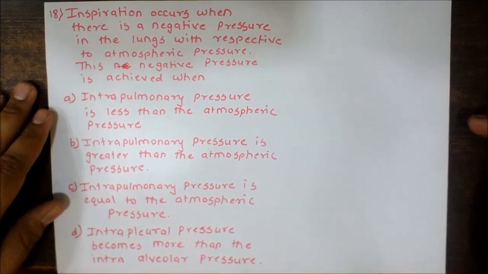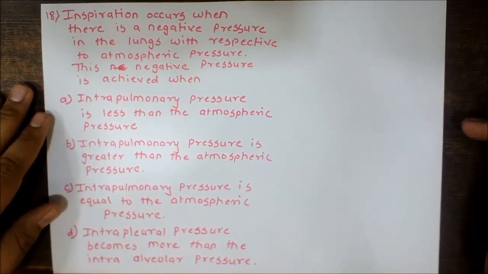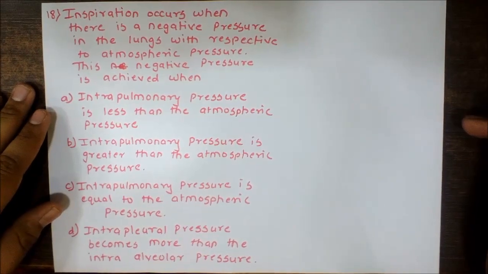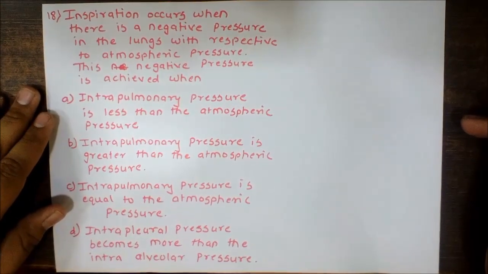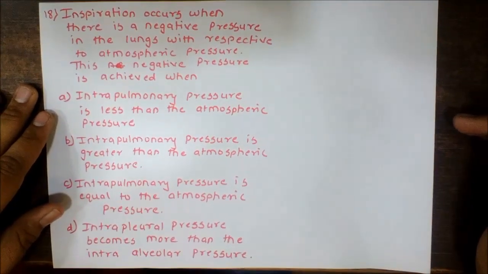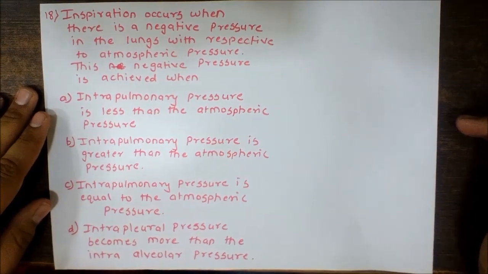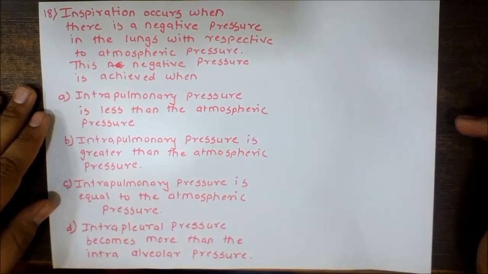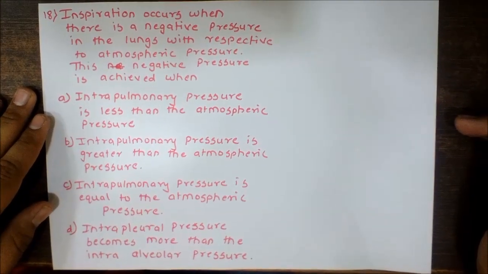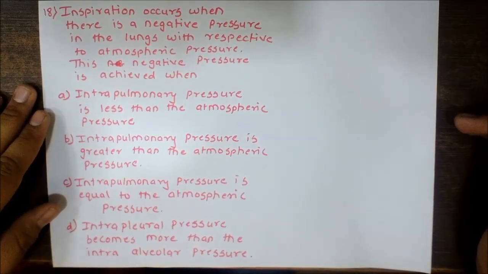18. Inspiration occurs when there is negative pressure in the lungs with respect to the atmospheric pressure. This negative pressure is achieved when option A, intrapulmonary pressure is less than atmospheric pressure. Option B, intrapulmonary pressure is greater than atmospheric pressure. Option C, intrapulmonary pressure is equal to atmospheric pressure. Option D, intrapleural pressure becomes more than the interairway pressure.